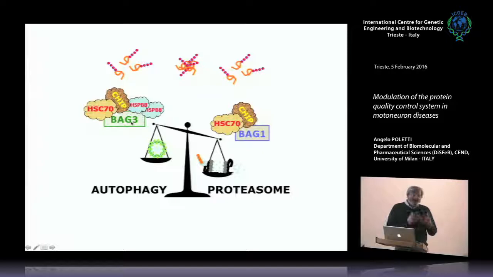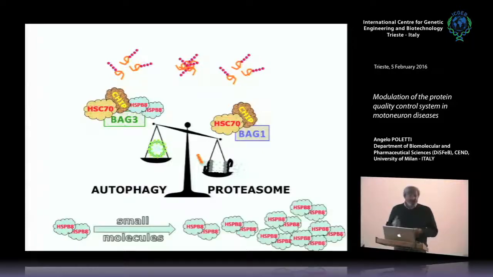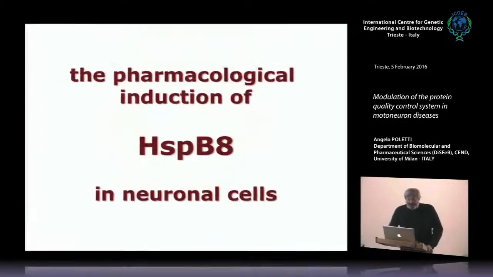If we overexpress BAG3, nothing changes because in the cells we already have a very high level of BAG3, and we have a huge amount of HSC70 and CHIP. So the limiting factor has to be HSPB8. So we can try an approach here. We cannot bring HSPB8 inside the motor neurons of patients. We can try to pharmacologically induce the expression of HSPB8 with a small molecule. This is easy. Or it can be easy.